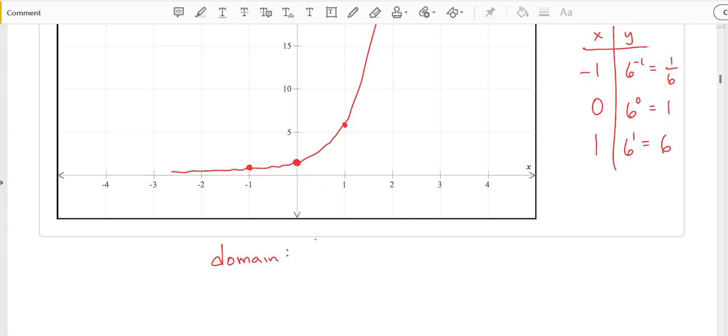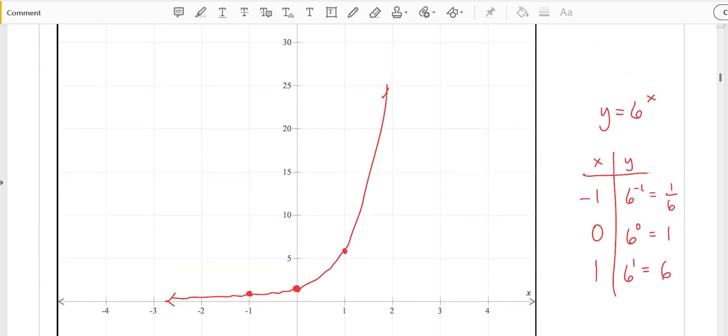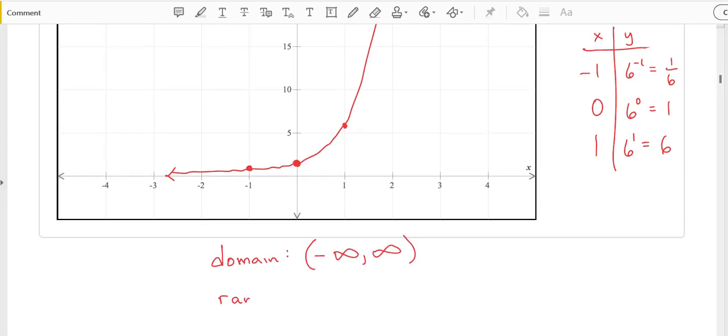Okay, domain and range. The domain of an exponential function is always all real numbers. Always. Negative infinity to infinity. My range, y values. The range starts at 0. It cannot be 0. And then it goes all the way up to infinity. Those are the y values. But it can't be 0 because remember, you've got a horizontal asymptote there at the axis.